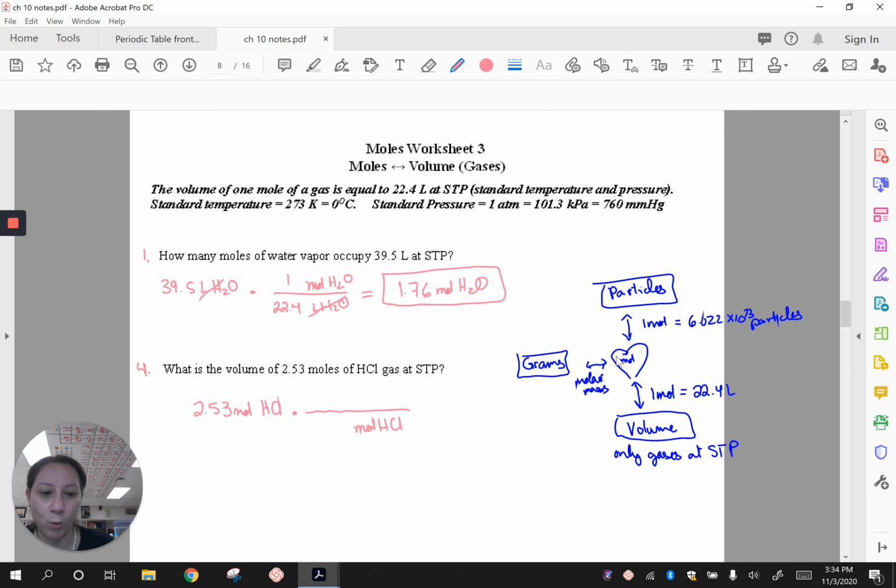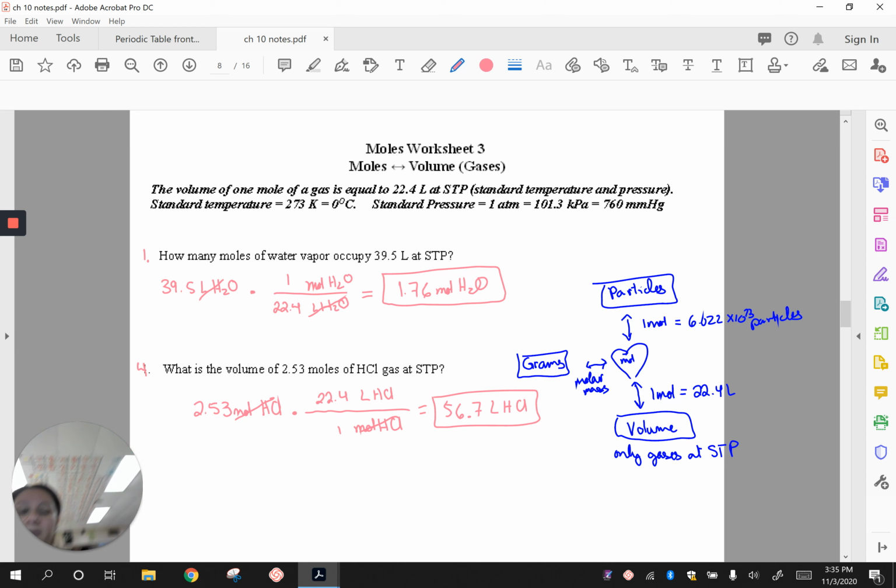So I'm given moles. I'm looking for liters. Can I go from moles to liters of the same substance right away? Yes, I can. 1 mole is 22.4 liters. So I can go ahead and put liters of HCl here. I can link between them. 1 mole is 22.4 liters. Moles cancel. You do 2.53 times 22.4 and you get 56.7 liters as your answer.